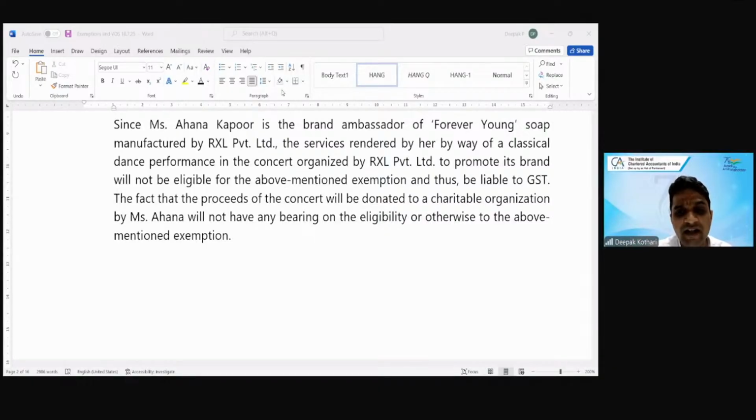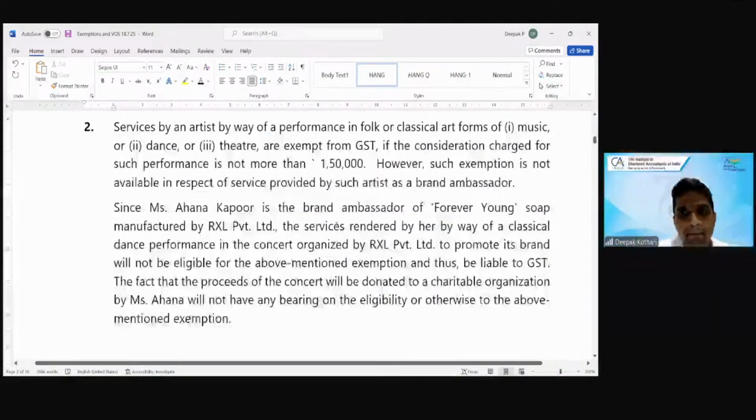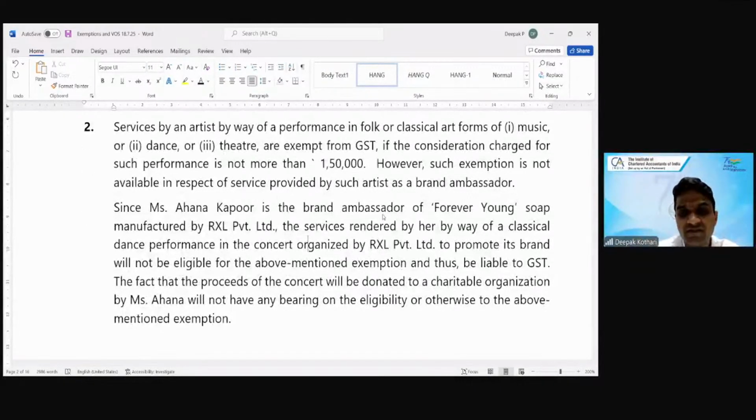What is the meaning of accreditation to an institution or profession? Where does it say accreditation? Clear? Okay, related to which exemption then?